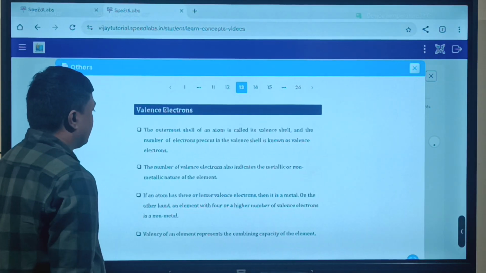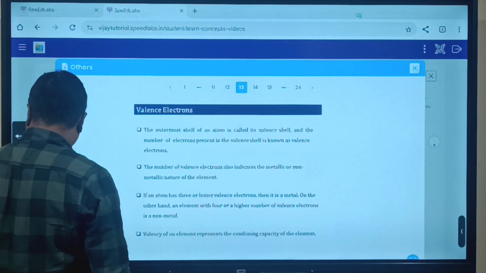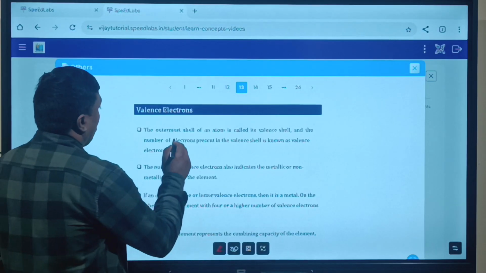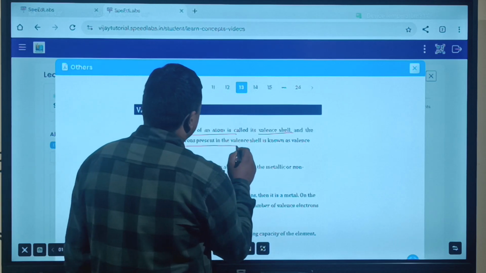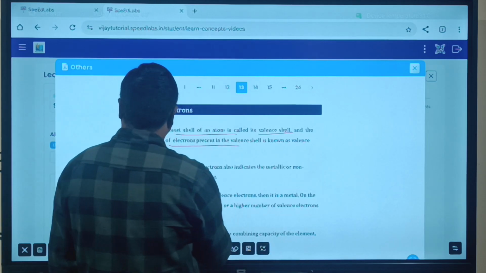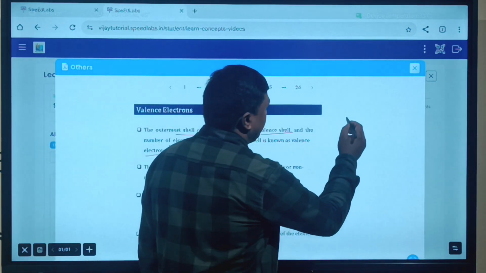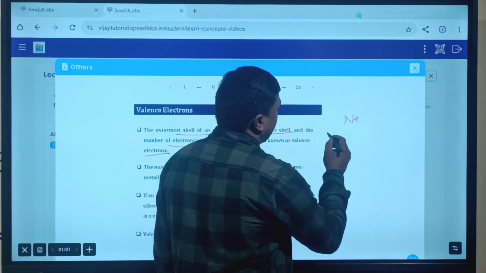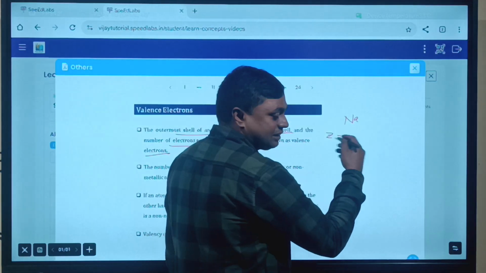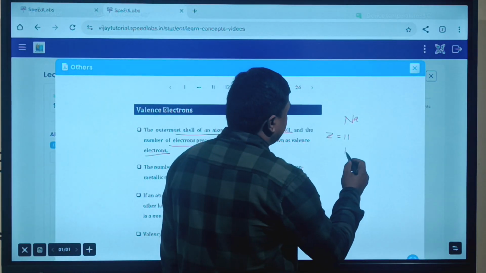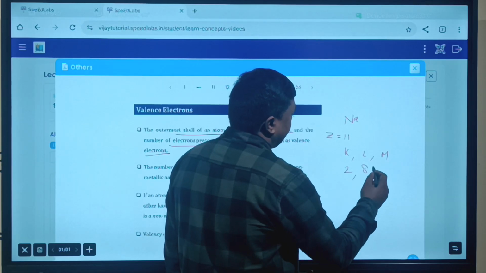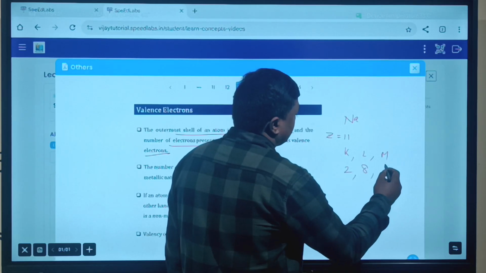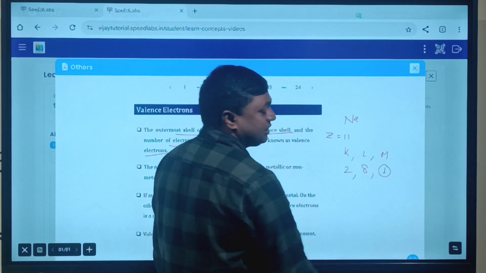Next, valence electron. When we talk about the valence electron, the outermost shell of an atom is called the valence shell, and the number of electrons present in the valence shell is called the valence electron. For example, children, sodium. Sodium's atomic number is 11. K shell, L shell, M shell: first shell 2 electrons, next shell 8 electrons, next shell 1 electron. So 1 is the valence electron, the valence shell electron.